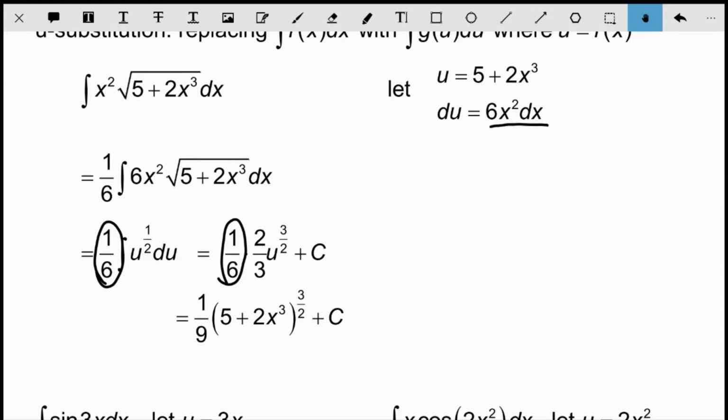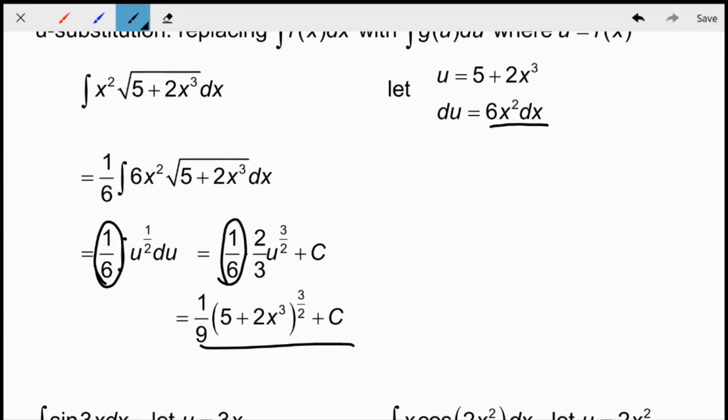So the last thing that we do here is take our u expression and plug it back in for u. And now I've got the function that is the antiderivative of x squared times the square root of 5 plus 2x cubed. Again, just like before, if I want to check it, I can just take the derivative of that, and you would see that you get what we started with.